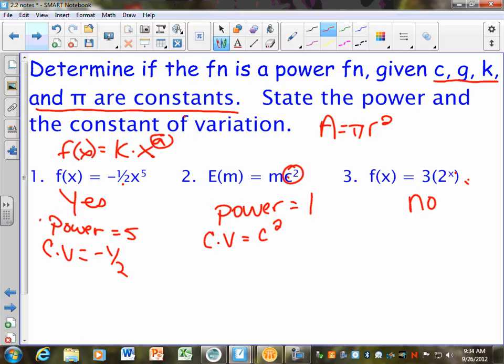Whew. It's going to be a tough lesson. That was our first examples. Yes, Justin.